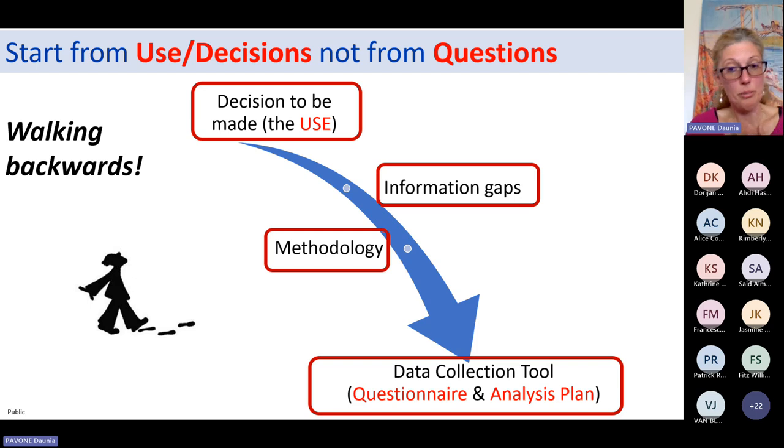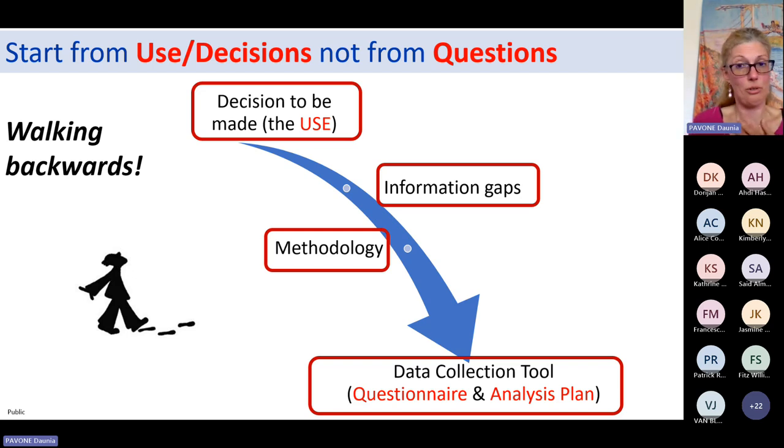For anything else, we call them information gaps. So what is it that we need but we don't have? Then we need to look at the right method and source for that type of information. And only at that point, we design data collection tools, which are questionnaires, data analysis plans, and so on. So I'd like to highlight this as the first big message from me and from the colleagues that have worked on this together with me. We do need to walk backwards. Not starting from questions, we start from decisions. We start from use, and then we go to information gaps, and then we go to methodologies. Only at that point, we write the questionnaires.